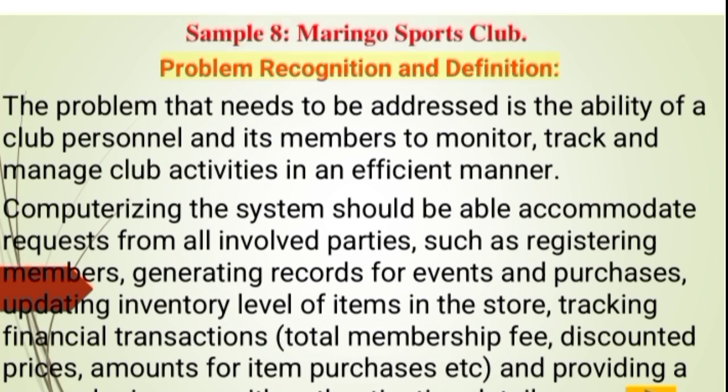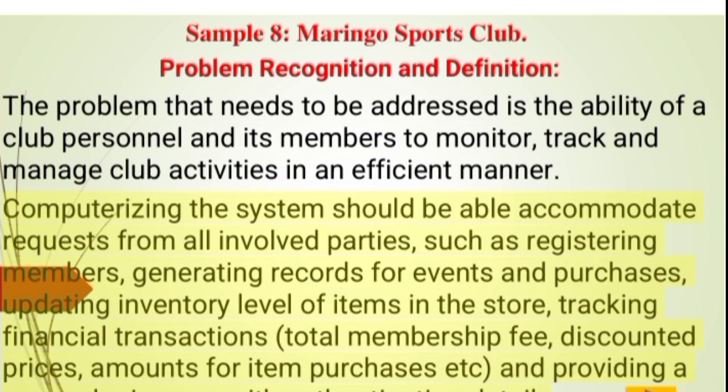Sample 8. Maringo Sports Club. Problem recognition and definition. The problem that needs to be addressed is the ability of club personnel and its members to monitor, track and manage club activities in an efficient manner. Computerizing the system should be able to accommodate requests from all involved parties, such as registering members, generating records for events and purchases, updating inventory levels of items in the store, tracking financial transactions, total membership fee, discounted prices, amounts for item purchases, etc., and providing a secure login page with authentication details.